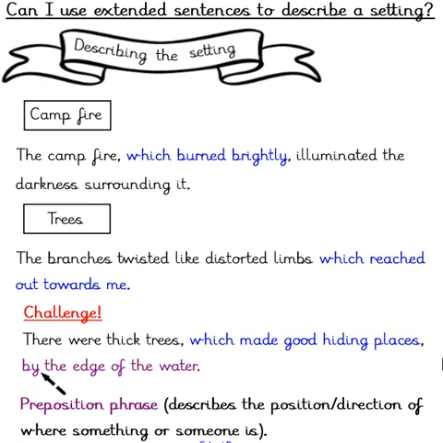This is known as a prepositional phrase. This describes the position or direction of where something or someone is. So here I am describing where the trees are. They are by the edge of the water. So if possible, can you include sentences that have relative clauses in them and prepositional phrases? On the next slide, I will have some different examples of prepositions that may be able to help you with this task.